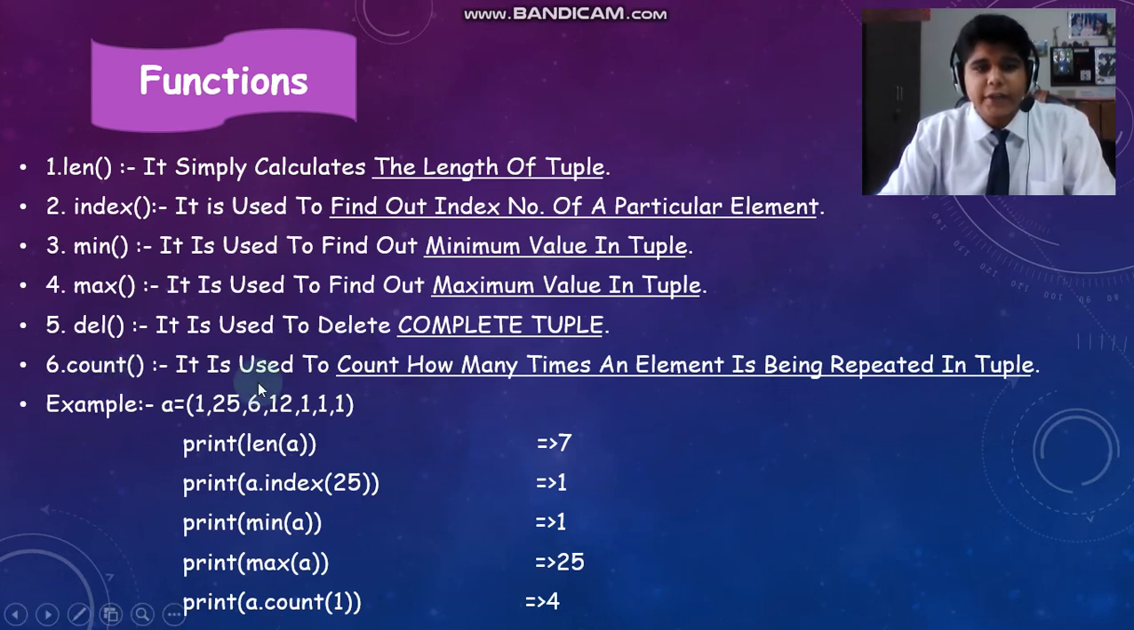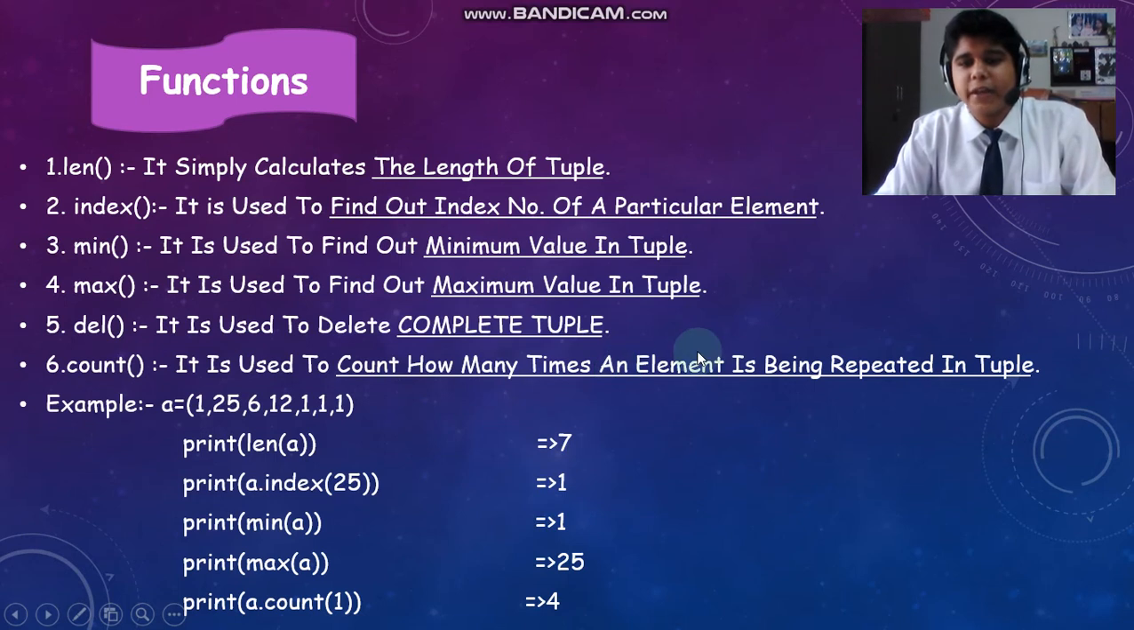Then we have count. It is used to count how many times an element is repeated in a tuple. As we discussed in the first slide, a tuple allows duplicate entries. Therefore, we can find 1 several times. So this function is used to count how many times that element is repeated. For example, a is equal to 1, 25, 6, 12 and 3 times 1. So let us understand each function by example.